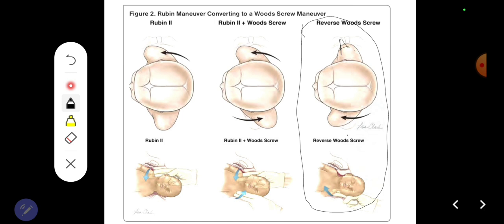In wood screw, rotation is directed anti-clockwise, and in reverse wood screw it is directed clockwise. We reverse the direction of rotation, also aiming to change the diameter from anterior posterior to oblique diameter. All internal rotatory maneuvers have the same mechanism.